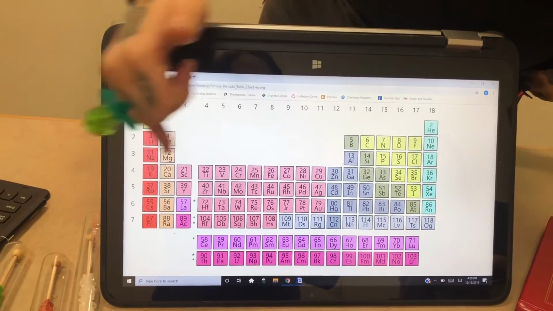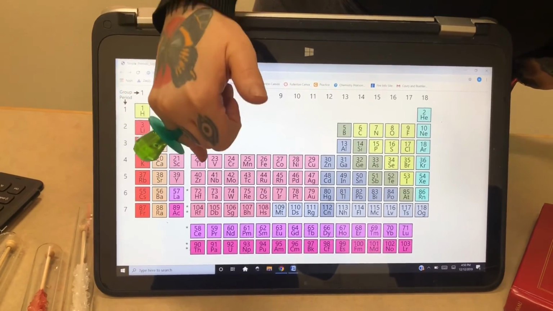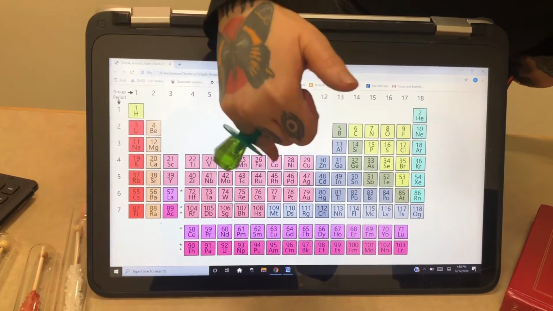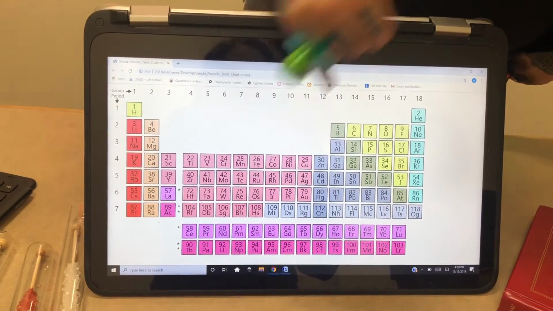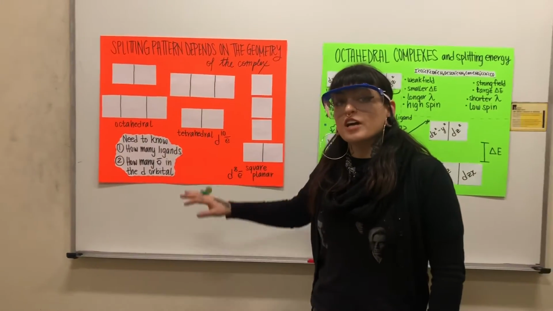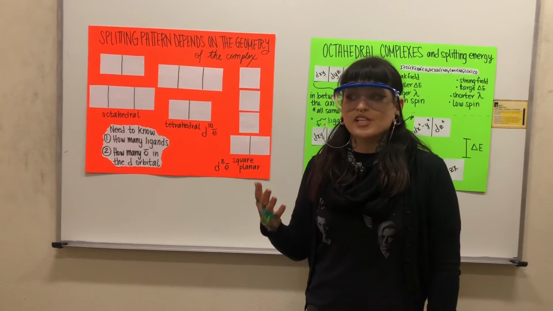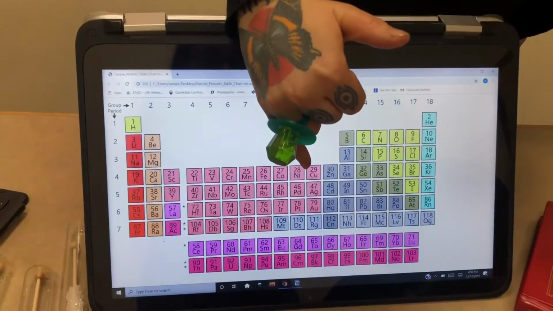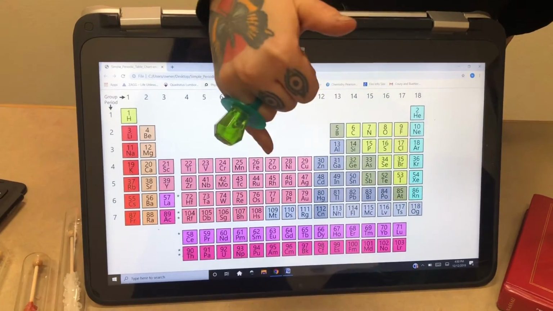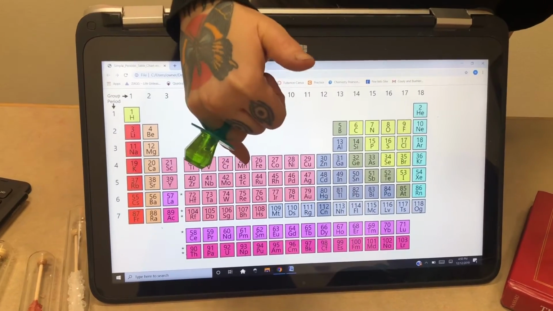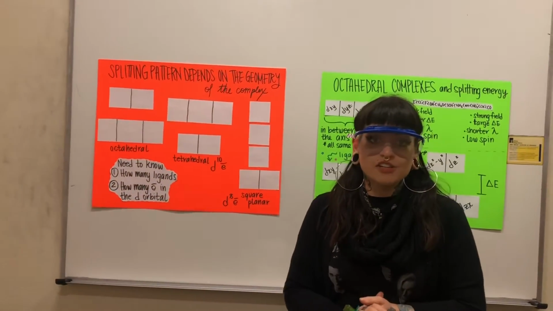So let's say we're looking at nickel: 1, 2, 3, 4, 5, 6, 7, 8, 9, 10. We have 10 electrons, and that's going to give us a tetrahedral shape. However, if it had, for example, a positive charge, then in that case, you would go back. Let's say we're dealing with nickel +3. You're going to go back 3 spaces to get that number of electrons that you're dealing with.